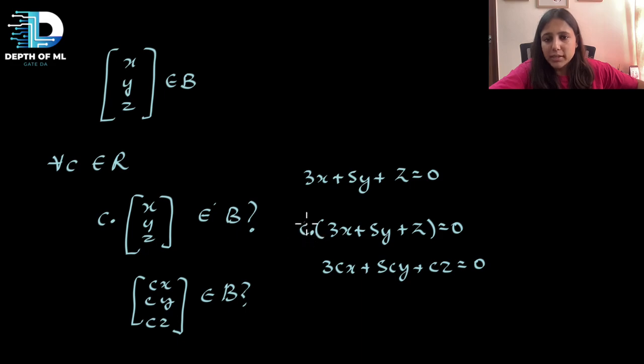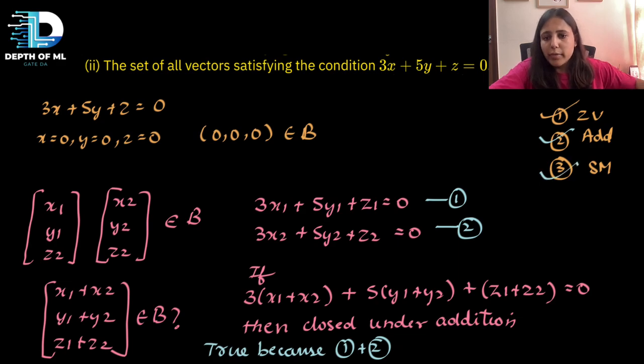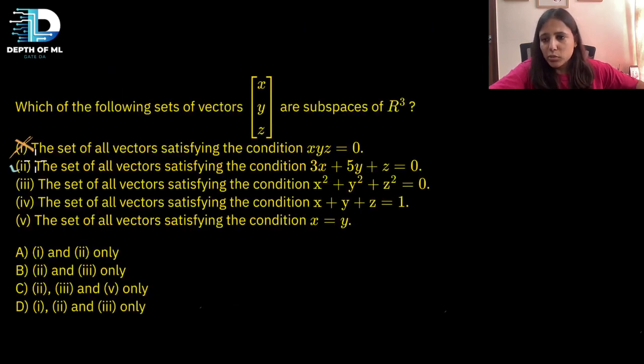I have just multiplied this with this equation because if this is true, then if I multiply C with this equation, this should also be true. Now this is giving me this form, right? So this actually is of this form. Therefore, this vector Cx, Cy and Cz actually belongs to B. So this is closed under scalar multiplication also. Okay, so this is also true. So our second option is actually true.